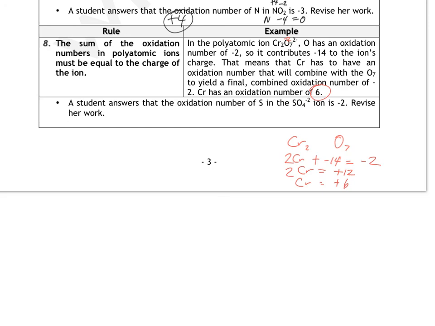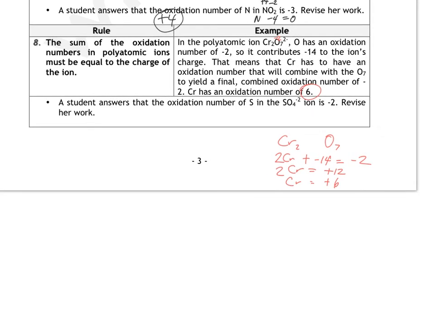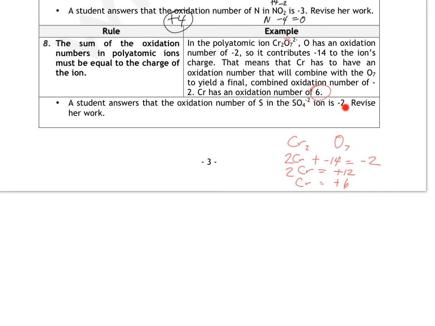And then my last example for this lesson is a student answers that the oxidation number of sulfur in the sulfate ion is negative 2. Revise her work. So the sulfate ion has an overall charge of negative 2. So when I add all these together, it's going to be equal to negative 2. The sulfur I'm not sure about, but oxygen is definitely negative 2 in this case, but it's negative 2 times 4. So let's go negative 8. That means that the sulfur has to be, we'll add 8 to both sides, and the sulfur has to be positive 6. So that was my last example for this lesson.